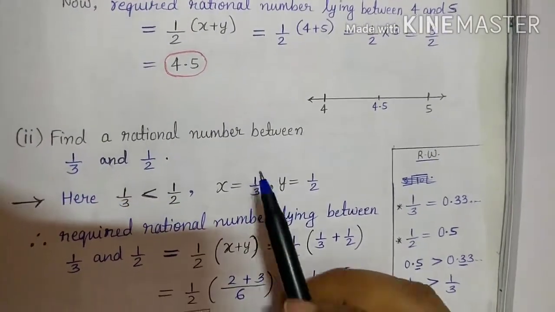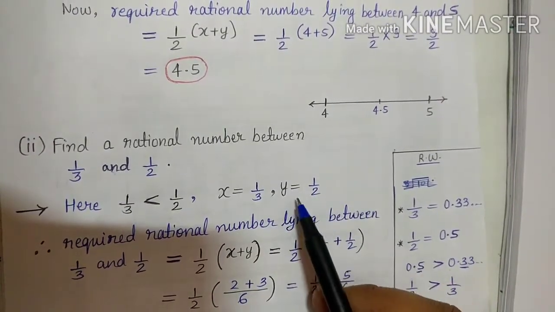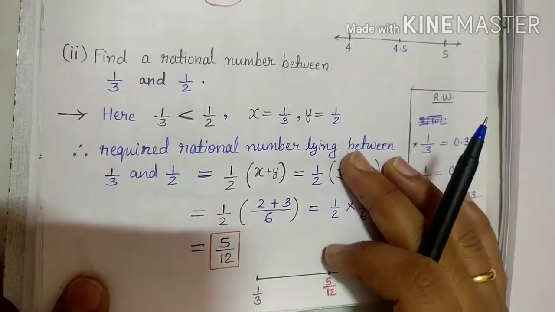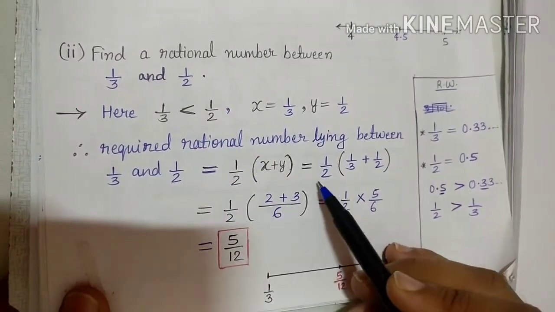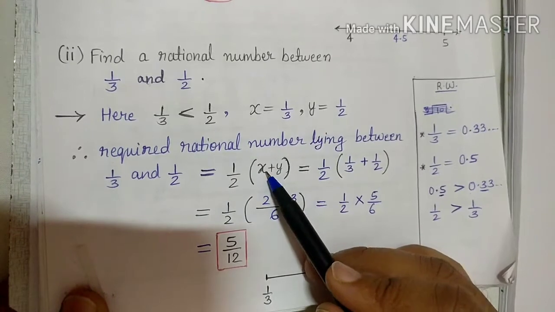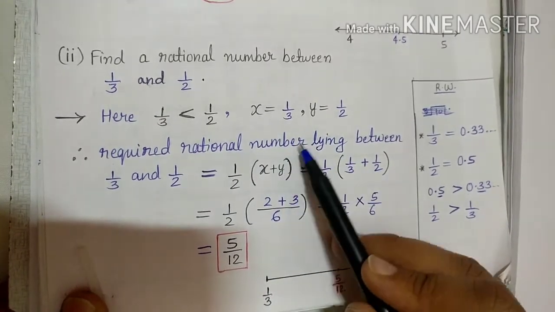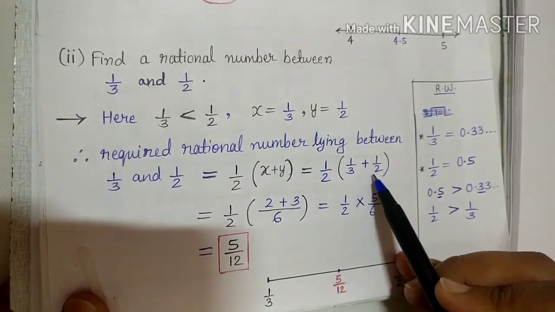In this way 1 upon 3 becomes x and 1 upon 2 becomes y. Okay. Now for the required rational number, again put the formula 1 upon 2 (x plus y). X is what? 1 upon 3. What is y? 1 upon 2. So plus 1 upon 2.